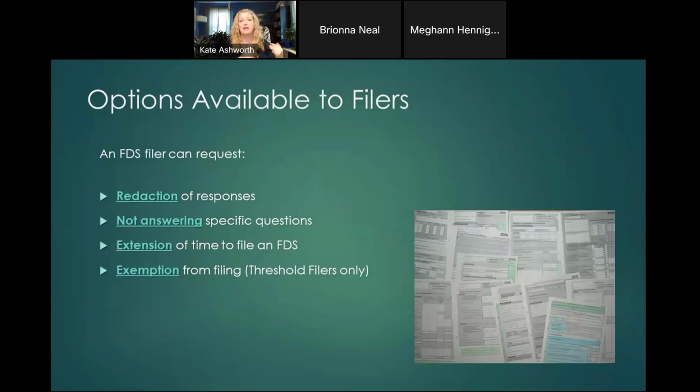Filers can also request an extension of time to file. If they can't get their filing done on time, they can request an extension. And if they're a threshold filer, they can also request to be exempt from the filing entirely. This option is not available for policymakers, only for threshold filers. And all of those forms are available on our website for anybody who is interested in filing an extension or exemptions.